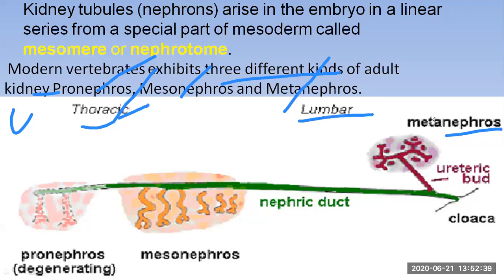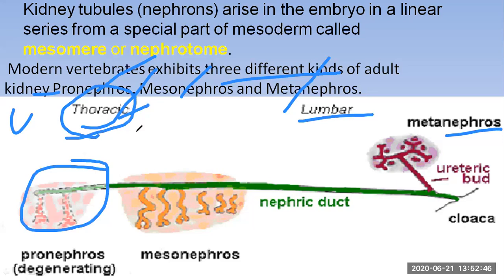So here, if you see a pronephros kidney, it is generally located in the thoracic region. Cervical you have to know 7, thoracic 1 to 12, and lumbar 5. So at the thoracic region the pronephros kidney is generally found, and this is very less stable.